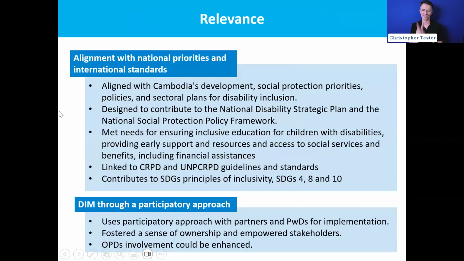In terms of relevance, the evaluation found that the disability identification mechanism is well aligned with the national development goals, including social protection priorities and policies. It is designed to contribute to the National Disability Strategic Plan and also the National Social Protection Policy Framework. In terms of alignment with international standards, it is, of course, linked to the CRPD, the Convention on the Rights of Persons with Disabilities, guidelines and standards. It also contributes to SDG principles of inclusivity. And it uses a participatory approach and engagement with government partners, development partners, and also persons with disabilities themselves. This participatory approach fostered a sense of ownership and empowered stakeholders.